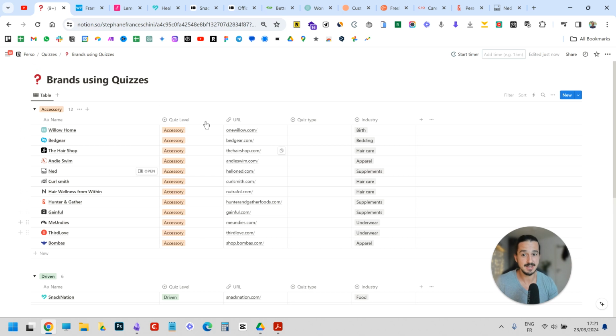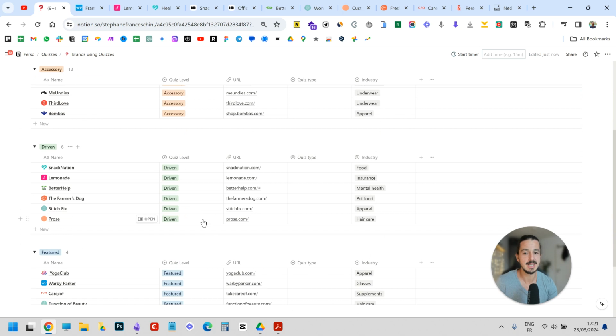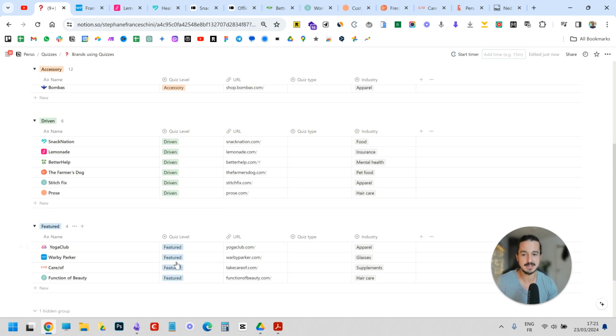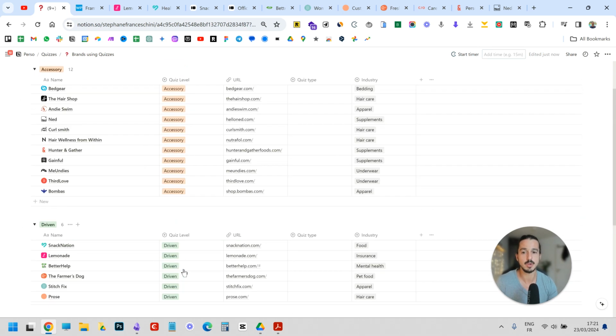The goal is actually not to end up in this category. It is probably not that bad, but if they had done a quiz properly, they wouldn't stay in this category. They would be at least here, because a quiz has really the power of switching completely the experience for the customer and unlocking some growth potential for any brand.